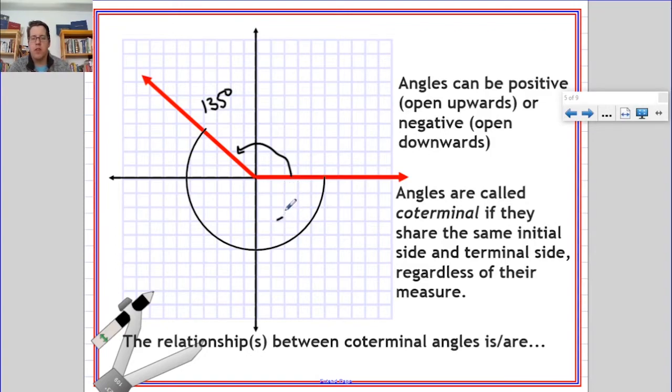So this angle as a negative angle, let's think about how that would work. This quadrant would be negative 90 degrees. This quadrant would be another negative 90, so negative 180 degrees. And then another negative 45. Add all that together and you get negative 225 degrees.